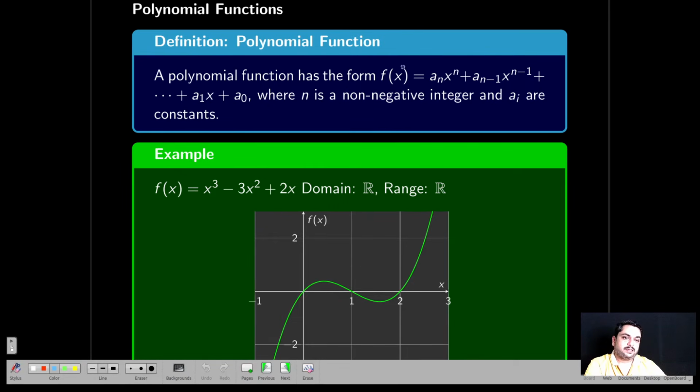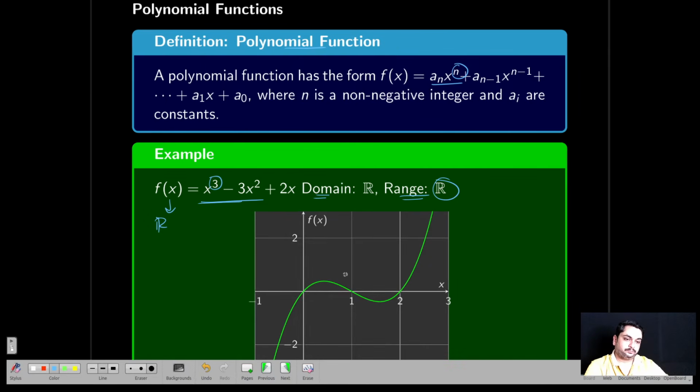Next is the polynomial function. For example, a cubic function, x cube, where 3 is the highest order: x cube minus 3x square plus 2x. What is the domain of this? x can take any real numbers. The range, again, can take positive, negative or any values, so the range is also the real numbers. This is how this cubic function looks.